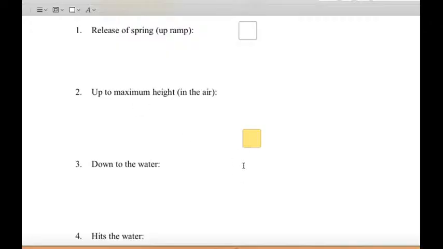let's get my little sticky note. We're going to lose speed, which is going to be our kinetic energy, but it gains height, gravitational potential.